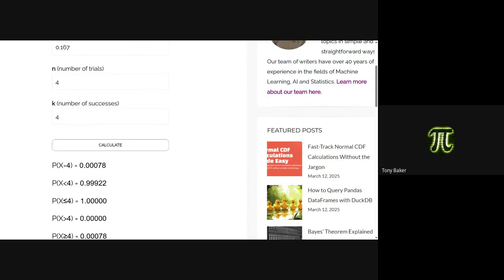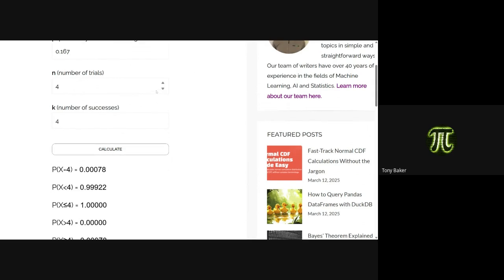Yes. Usually they ask us to round to the third decimal place. So in this one, would that just make it 0.001? Yes. Okay. Yep.